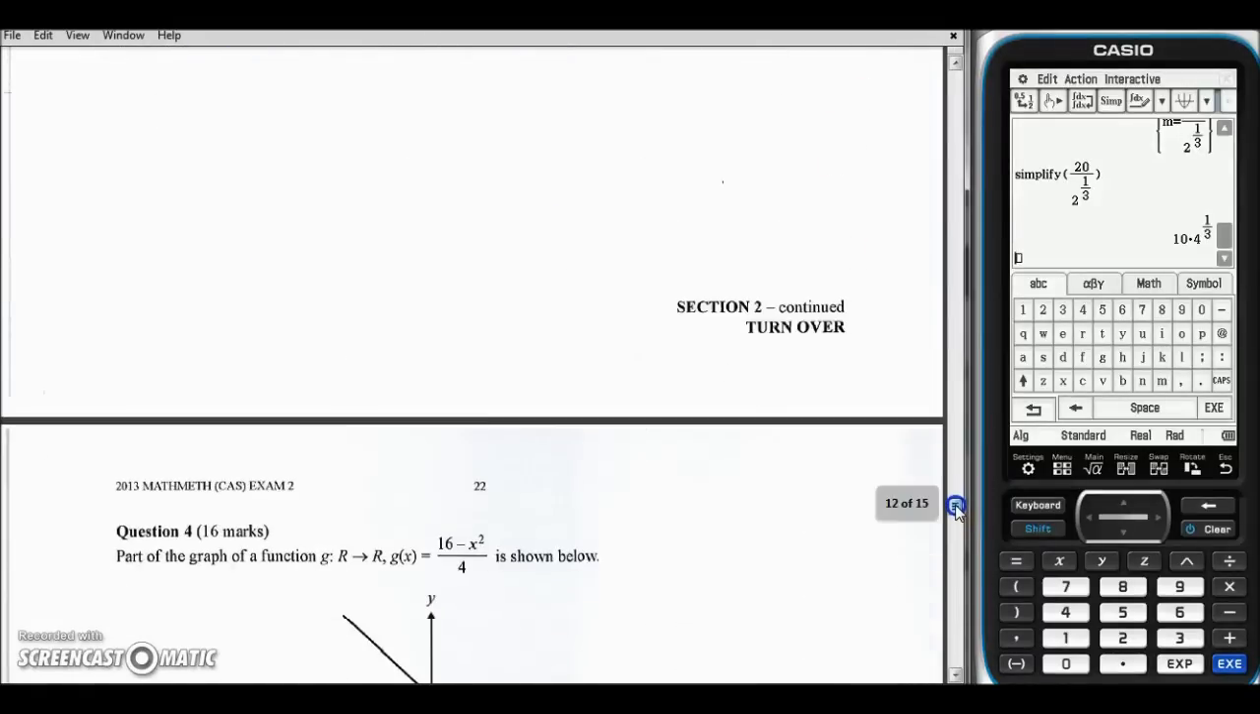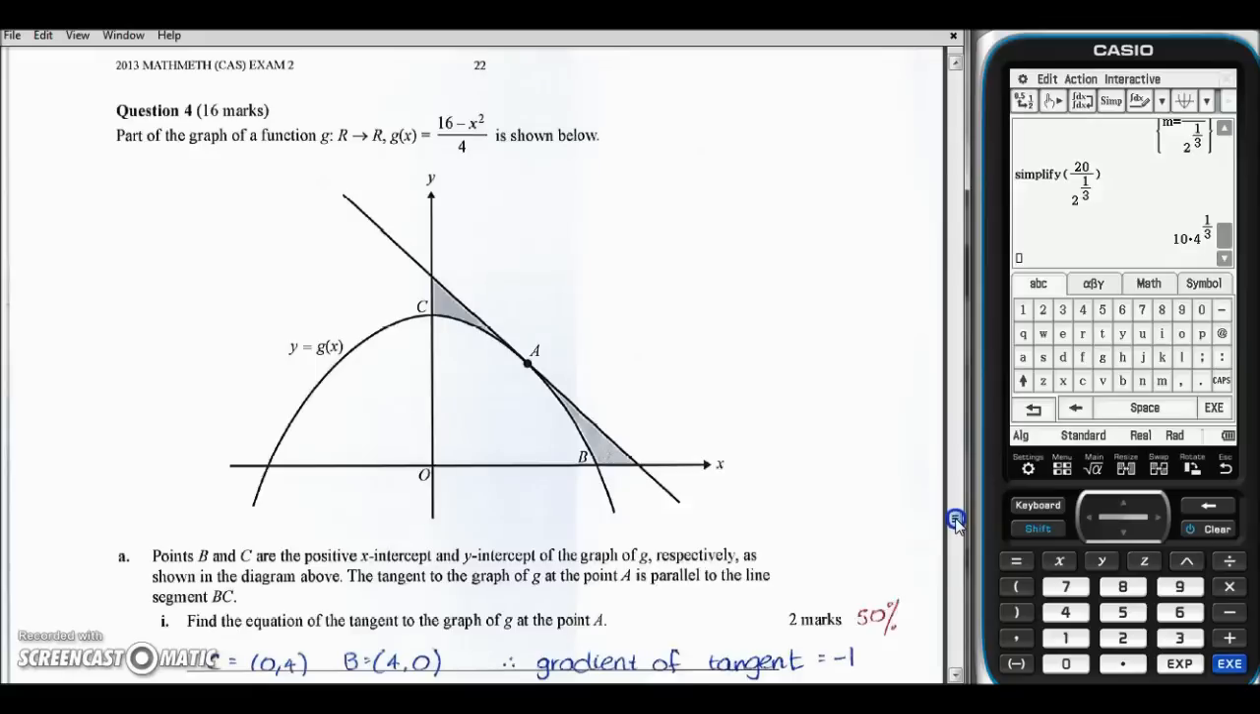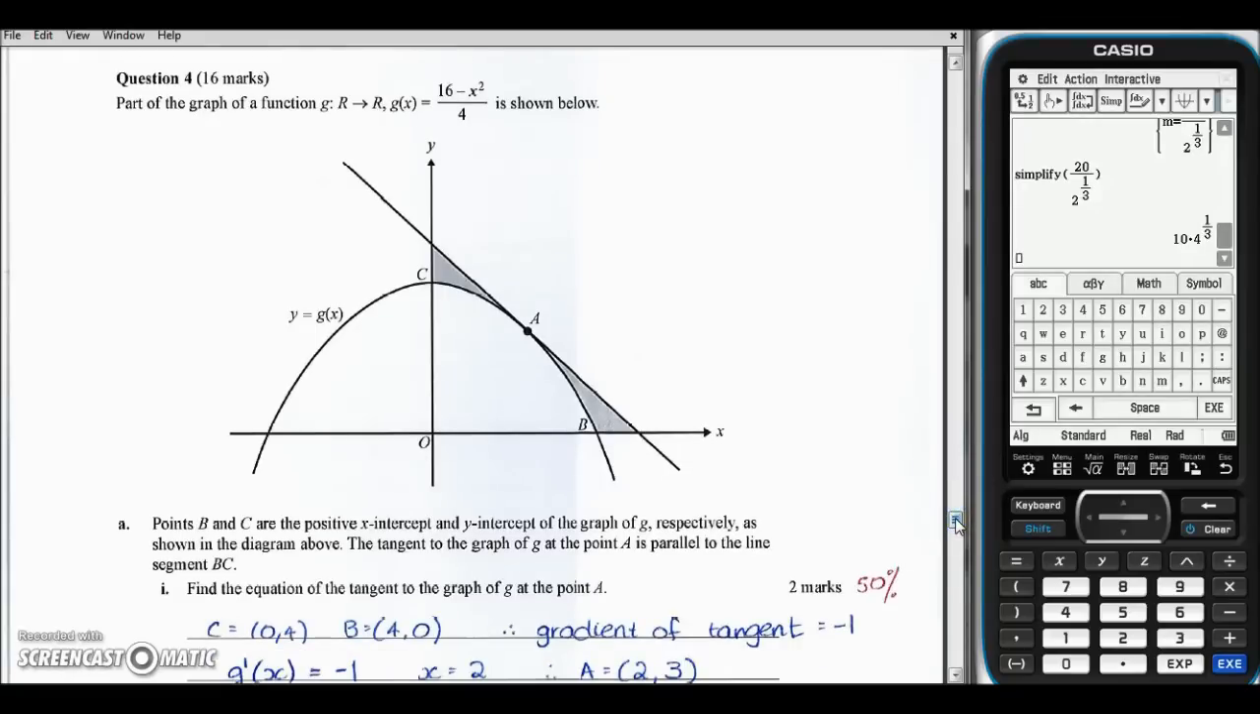Okay, final question, and it gets pretty tricky. So let's have a look. We've got a function g of x is 16 minus x squared on 4. B and C are the intercepts, and we have a tangent drawn here at the point A, and we're told that this tangent is parallel to this line BC, which is going to be useful information.